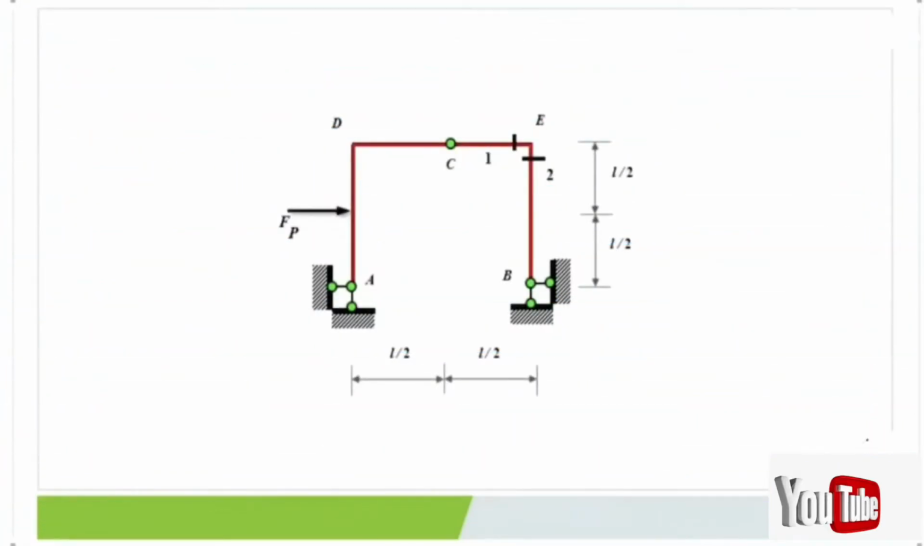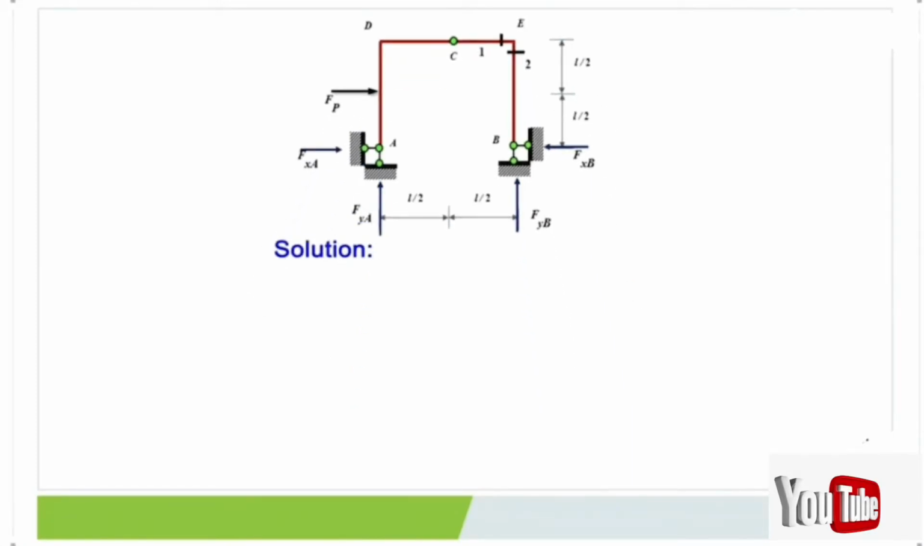Last time, we discussed the calculation of support reactions. For this three-hinged frame, we have solved the four support reactions: Fxa, Fya, Fxb, and Fyb, according to equilibrium equations. According to sigma Ma equal to 0, we could solve Fyb is half Fp upward. According to sigma Fy equal to 0, we could solve Fya, that's negative half Fp, downward.